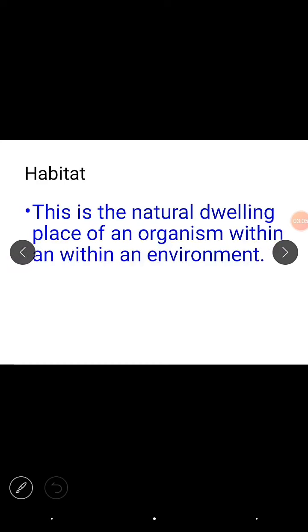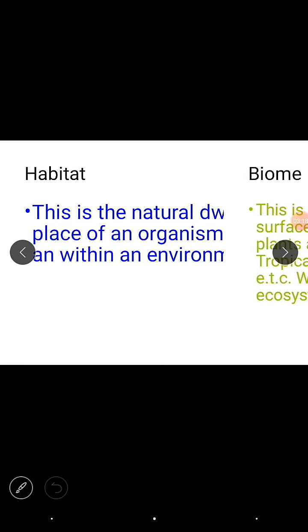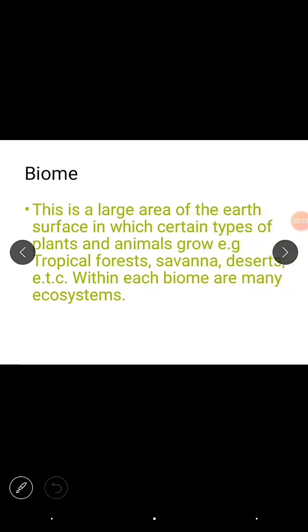The next one is habitat. What's a habitat? That's a natural dwelling place. The natural dwelling place of an organism is referred to as habitat, where an organism lives within an environment. Okay, and the next one is biome.